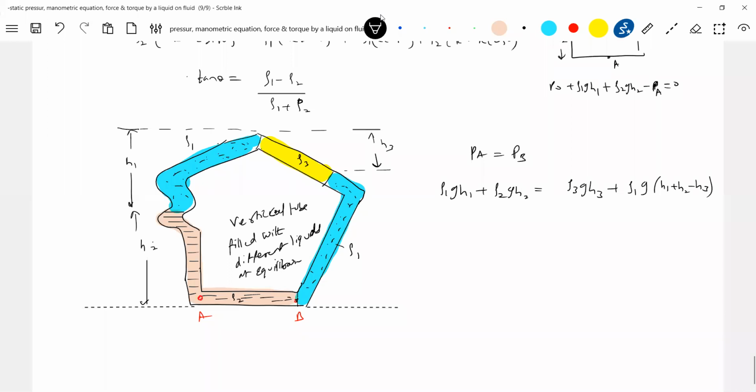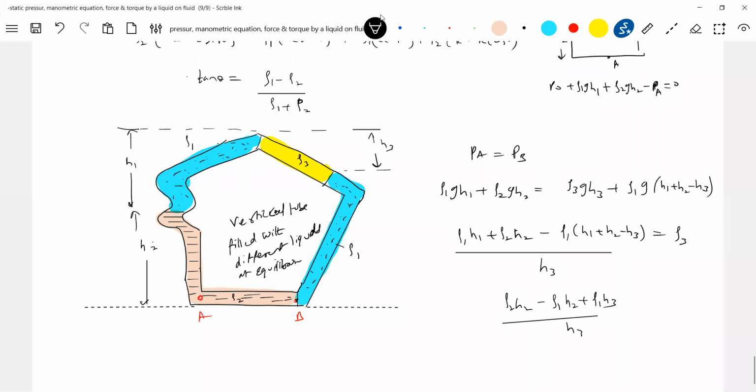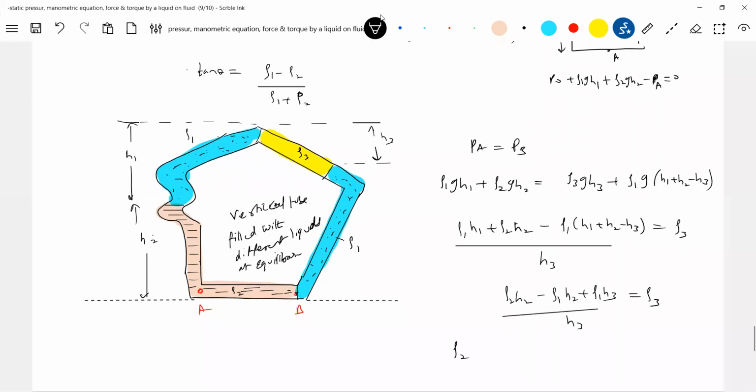What we want, the rho 3, is unknown. So simplifying that, rho 1 h1 plus rho 2 h2 minus rho 1 (h1 plus h2 minus h3), so rho 1 h1 gets eliminated here. So this will become rho 2 h2 minus rho 1 h2 plus rho 1 h3, divided by h3, equal to rho 3. Okay, like this we can find the density of the unknown liquid.